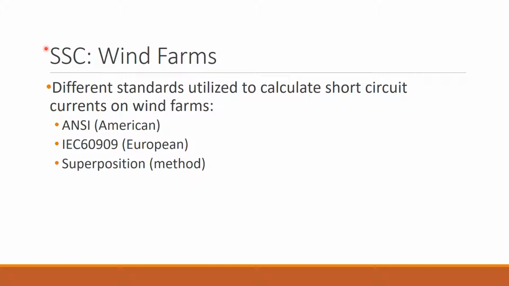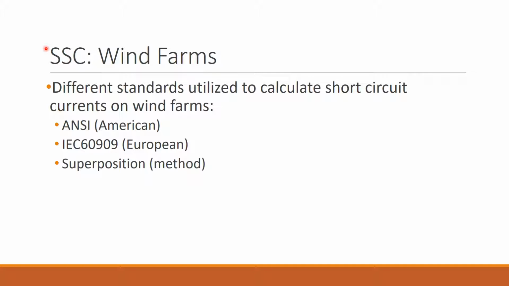So now we're going to go into something a little bit different. This part of the paper, I actually wanted to emphasize that different standards can be utilized to calculate fault currents. And some of these standards actually do apply to distributed generation systems. In this case, wind farms. So different standards utilized to calculate short circuit currents and wind farms are mentioned below.